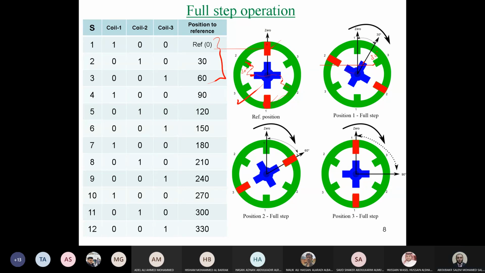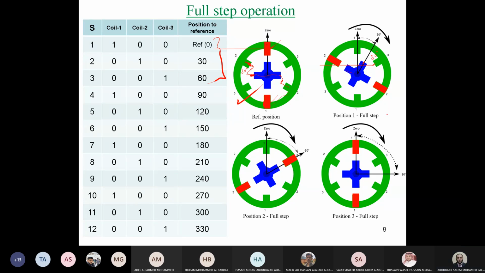Another question: how can we reverse the rotor motion? Now, with this sequence, as you can see, the motor rotation for all of these cases will be clockwise. What will be the sequence if we would like to rotate the motor counterclockwise? Let's discuss the second question first: the rotation direction. How can we reverse the direction?